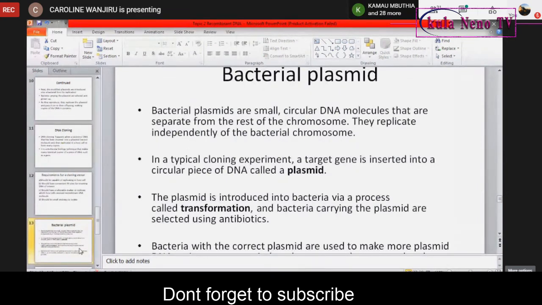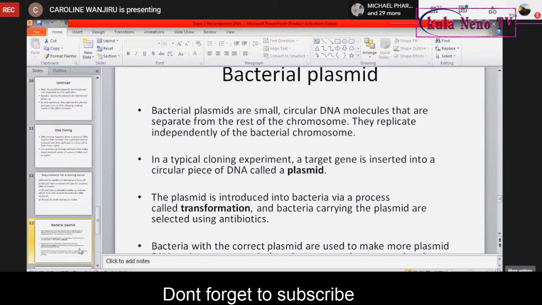So let's look at bacterial plasmids. Where are they favored? Where are they good? Bacterial plasmids are small, circular DNA molecules that are separate from the rest of the chromosome. I think that one we have already established. It has its own DNA molecules, but it's not part of the chromosome. They replicate independently of the bacterial chromosome.